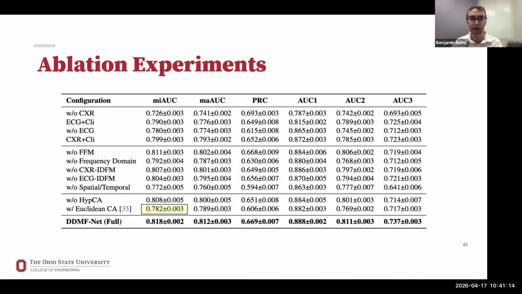And the other key idea behind our method, the hyperbolic embedding space, if we get rid of that and just use Euclidean embedding space, we also see quite a large drop in performance. And this is likely due to not being able to richly express those hierarchical relationships between the clinical parameters and the low-level modalities in simple Euclidean geometry.